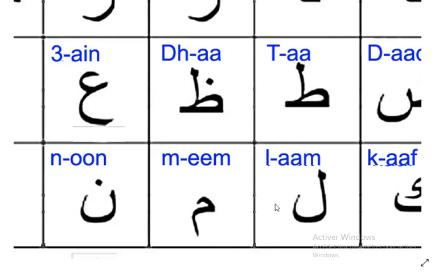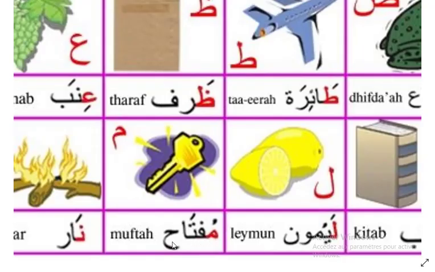This is how it's written in its standard form by itself. But like I said, we're gonna get to know all four forms of each letter in the next videos, inshallah. So this is meem. The sound is m, just like the letter M. For example, مفتاح, which means key.